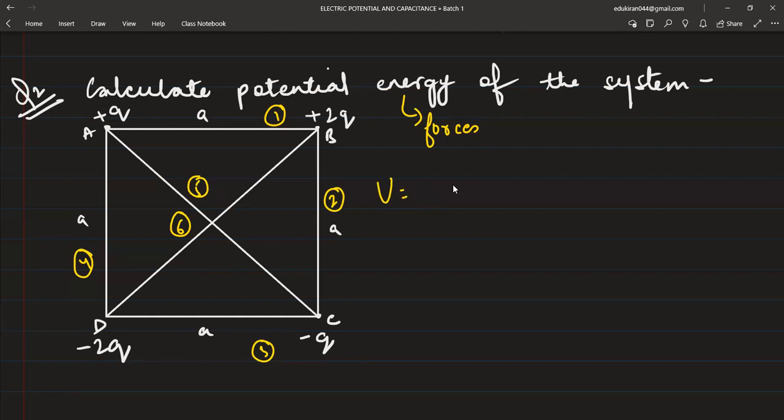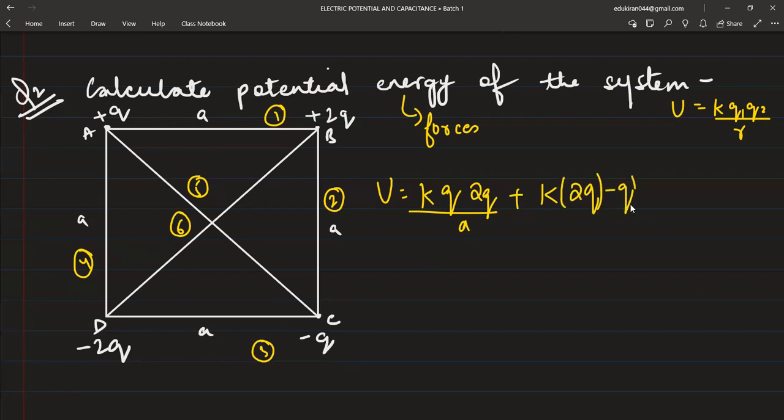Now the formula is K. What's the general formula? General formula is K Q1 Q2 by R. So you'll be putting into this K. Now charge between A and B point. A point is Q, B point is 2Q, separation is A. Then B and C, second one, K, 2Q, this is minus Q. So K into 2Q into minus Q divided by A. Then C point and D point, these two.